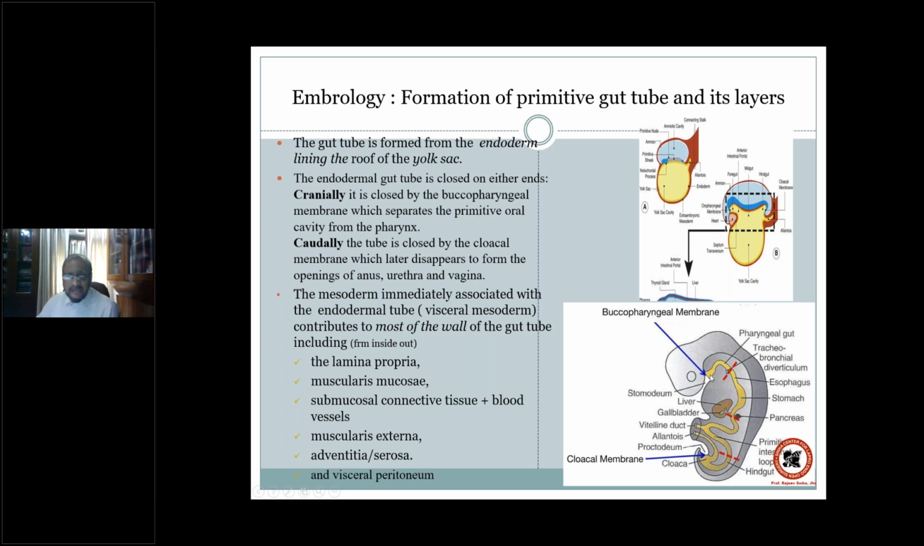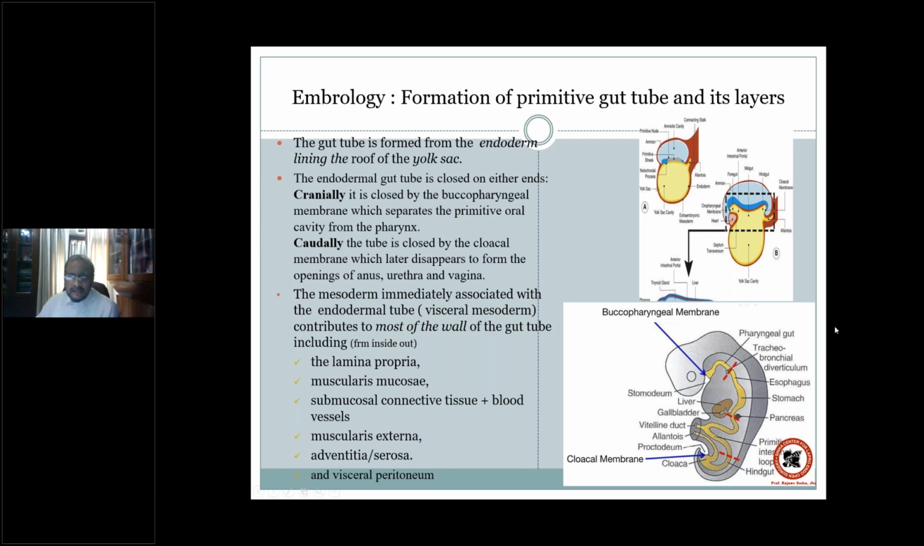So at the cranial end, you've got the closure by the buccopharyngeal membrane, which divides the primitive oral cavity from the pharynx, and below you've got the cloacal membrane, which later disappears to form the three openings: in the female, the vagina and urethra, and in the male, just the urethra.